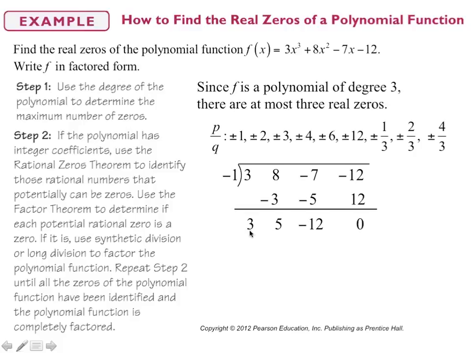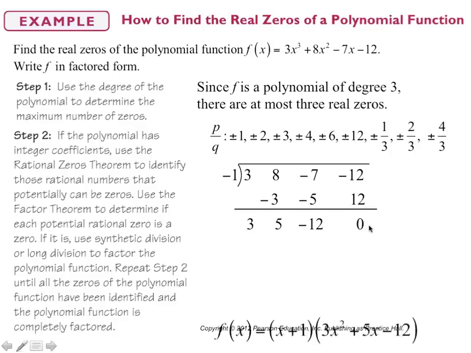Then you oscillate between multiplication and adding. First we do 3 times -1, that gives us -3. 8 plus -3 gives us 5. So we took our 3, dragged it down, that's always the first step, and then we multiply, and then we add. Then we multiply again: 5 times -1 gives us -5. -7 plus -5 gives us -12. Again, we multiplied and we added. Now we do it one more time: -12 times -1 gives us +12. -12 plus 12 gives us 0.